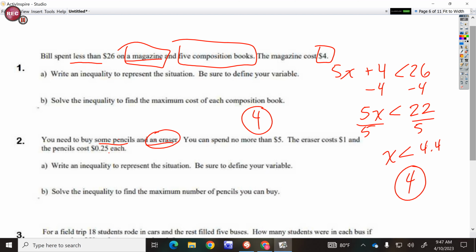Be quiet so I can hear the question. Yes? Why did the 5 get the X? Because it says 5 composition notebooks. How much is each one? You don't know. That's why there's an X there, because you've got to find out. Magazines is only one, so there's nothing missing there. Magazine, we have everything we need. The price of 4.